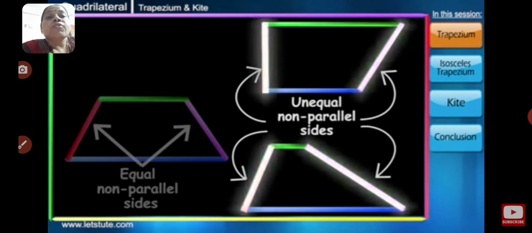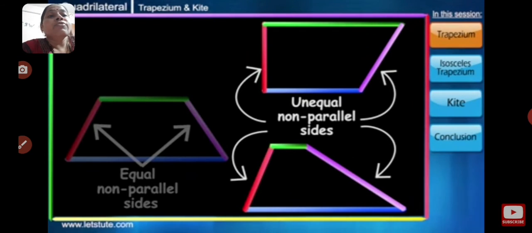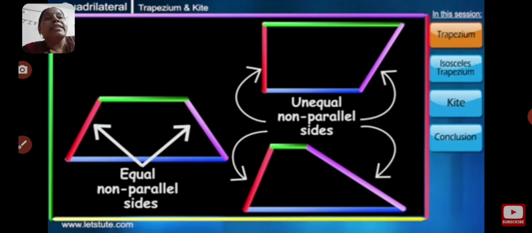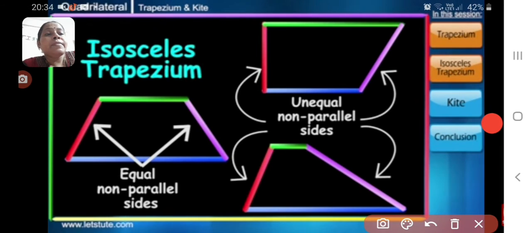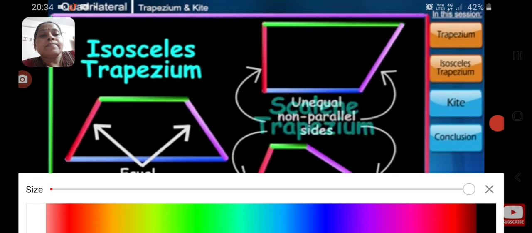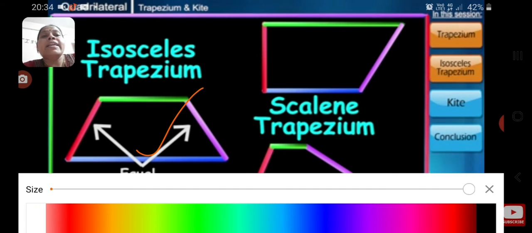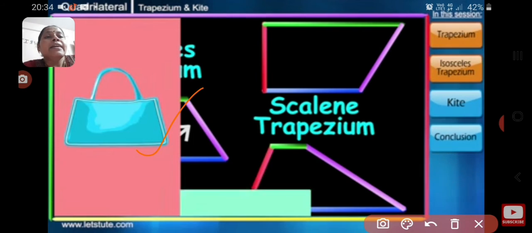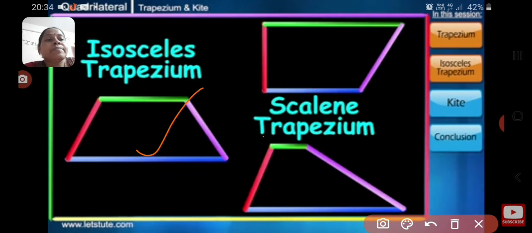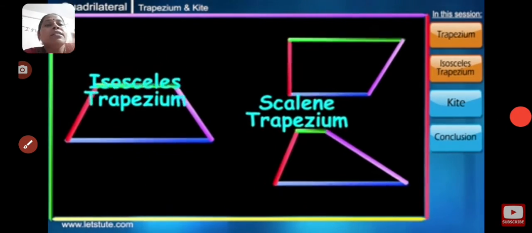Understand? Equal non-parallel sides, unequal non-parallel sides. If the non-parallel sides are equal, then it is called isosceles trapezium. This one is called isosceles trapezium, and another one is called scalene trapezium. Understand? Okay.